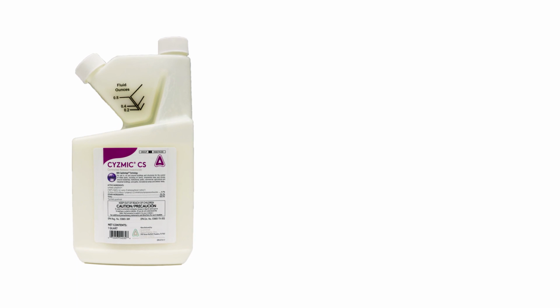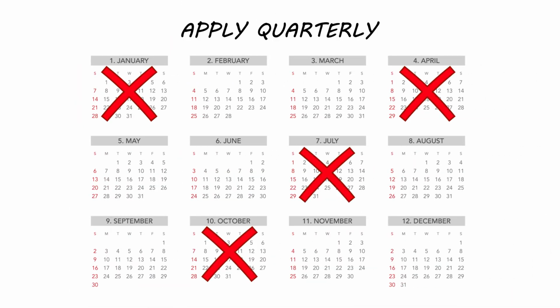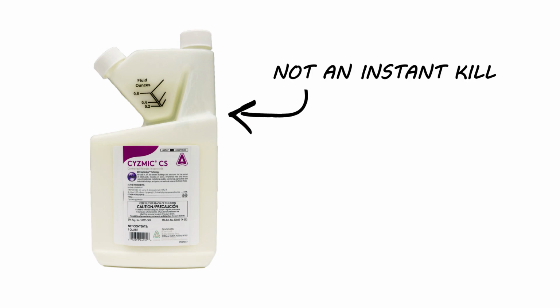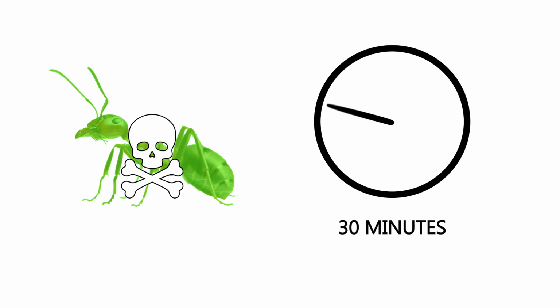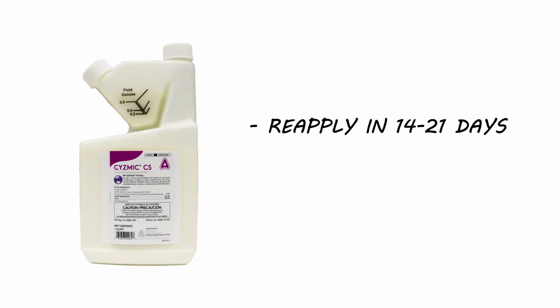Cyzmic CS has a residual of up to 90 days. We typically recommend spraying quarterly for preventative control. Cyzmic is not an instant kill. Once the insect comes into contact with the chemical, it can take 30 minutes to die. Depending on your target pest life cycle, you may need to reapply in 14 to 21 days.